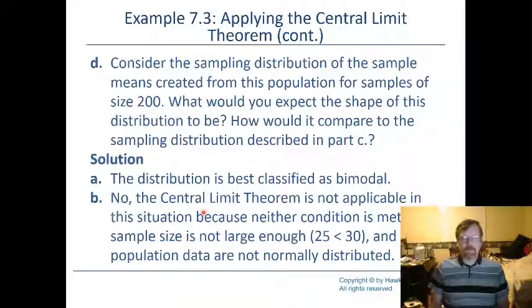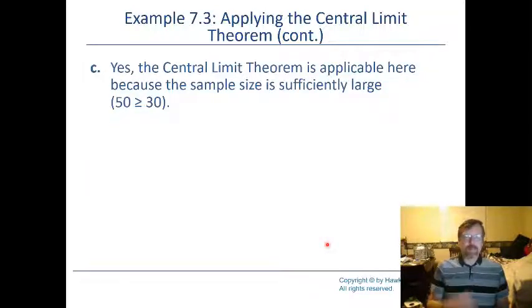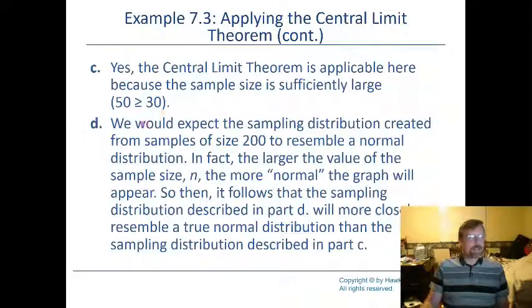In the first case, no, the central limit theorem would not apply because our sample size is only 25 and we have to have it over 30, and the population data is not normally distributed. Part C, yes, we can apply the central limit theorem because our sample size is now larger than 30. And finally, again, larger than 30, so we can apply the central limit theorem.